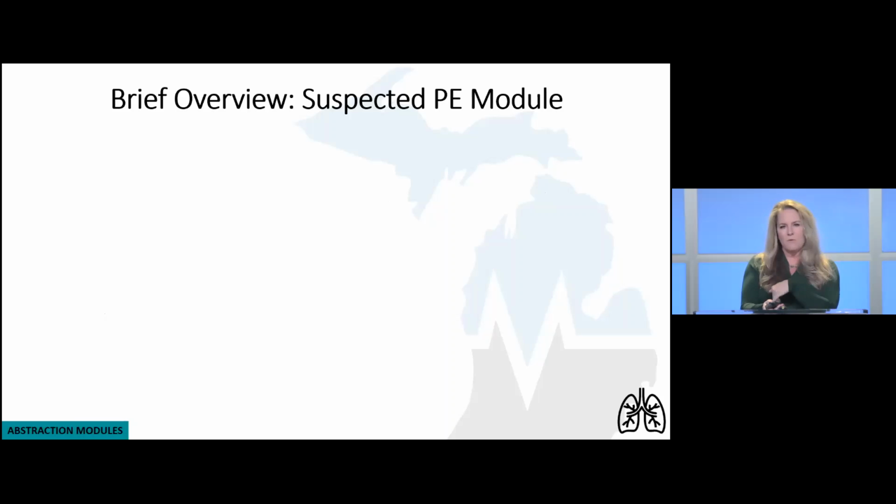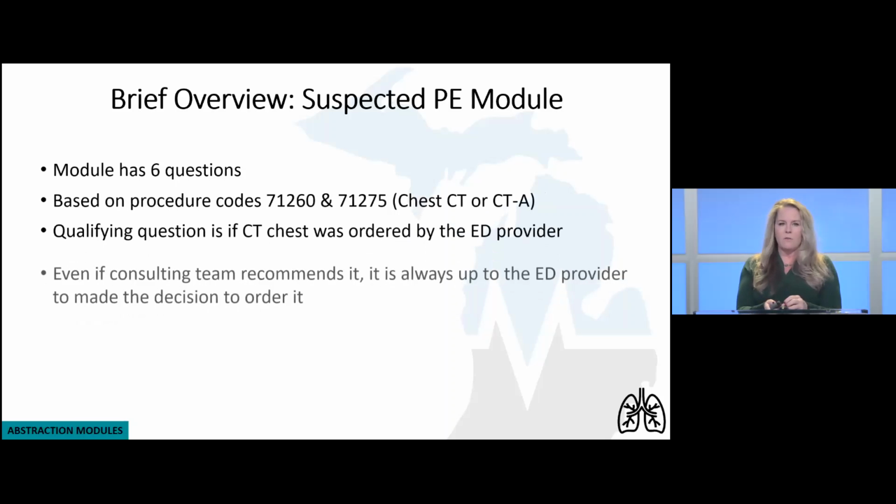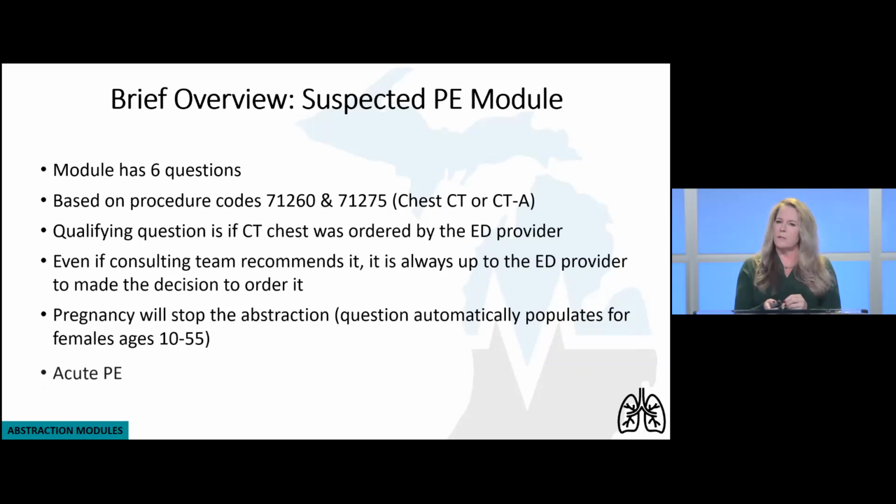So we're going to move right on to the PE module. This module overview is our shortest module, but no less important. It consists of 6 questions. It is based on procedure codes 71260 and 71275, which is technically a chest CT or a CT angiogram. The qualifying question that starts it off is whether the chest CT was ordered by the ED provider. If it's not ordered by the ED provider, we kick it out of our module.